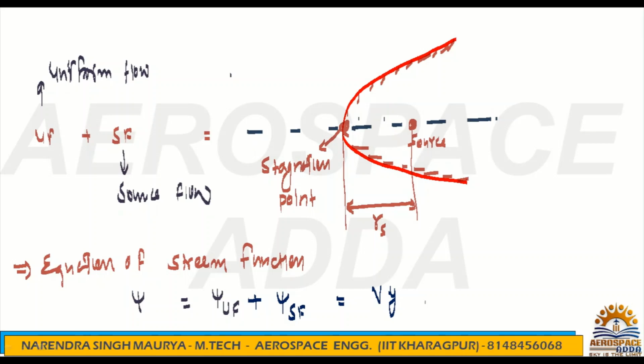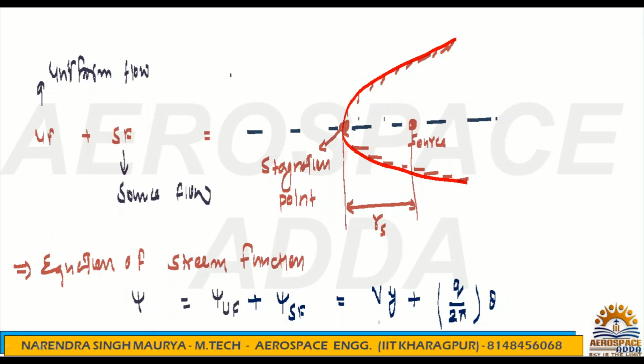We had calculated that, plus psi of source flow. If you remember, psi of source flow we also have calculated. It was q by 2 pi into theta. Agree with me? This was the formula we had calculated. For source flow, I had already given this formula, q by 2 pi theta, and uniform flow psi, that is a stream function, it was v into y, right?